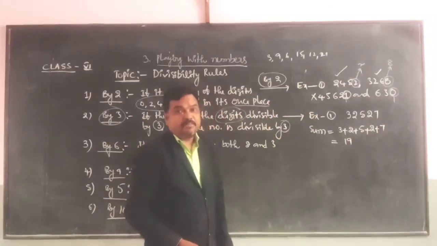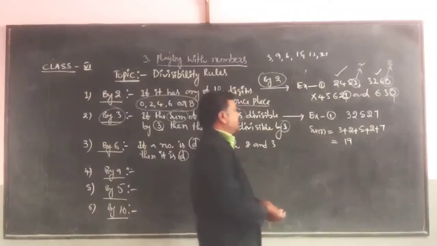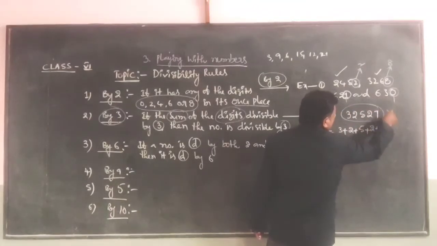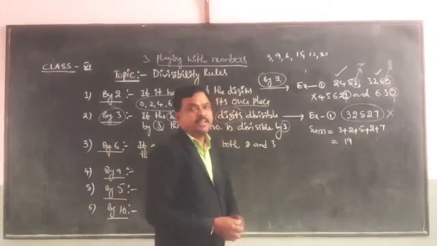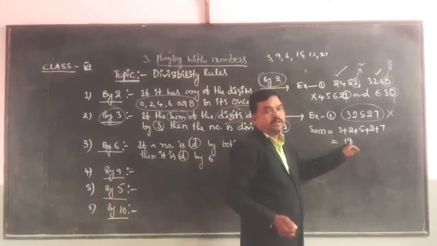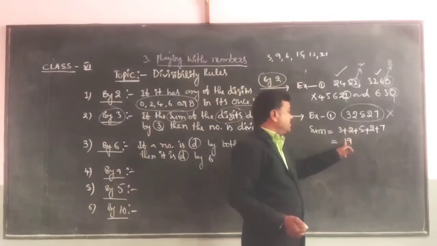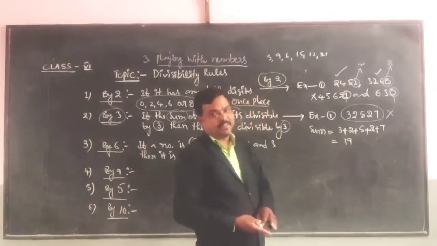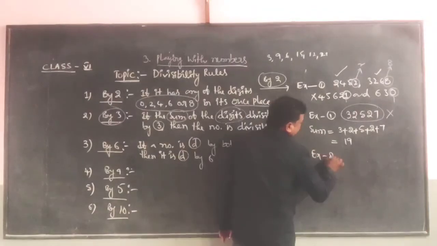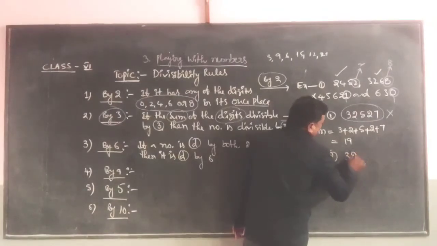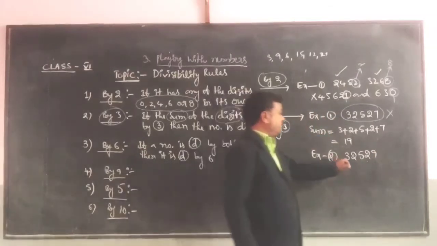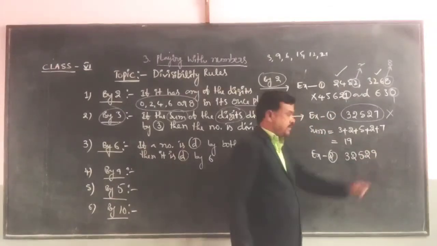19 is not a multiple of 3. So the number 32,527 is not divisible by 3, because the sum is not a multiple of 3. You can take one more number: 32,529. Is it divisible by 3 or not?